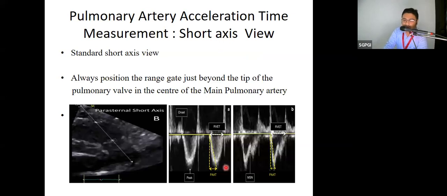Usually we measure pulmonary artery acceleration time in the short axis view. So this is the short axis view. See here the blood flow starts and the peak goes till here. So this isosceles triangle here shows the pulmonary artery acceleration time. And this one shows the right ventricular ejection time. What usually happens with the right ventricular ejection time is, if the pulmonary pressure is more, the right ventricular ejection time increases. So it is also inversely proportional.